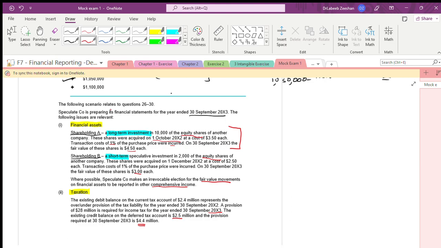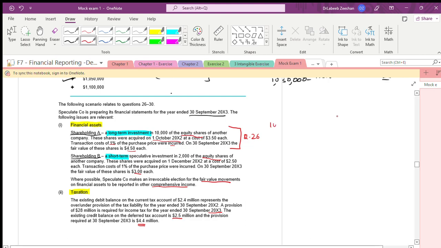Long-term investment. Is it a short-term investment, speculative motive? Okay, this is question number 26. See what other comprehensive means: how much they have earned, how much they have sold, and how much they have gained. That is the only thing.